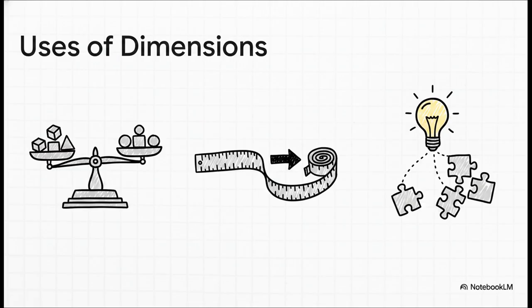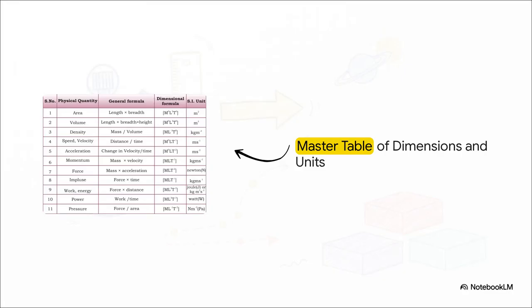Pretty wild, right? Now, what's genuinely fascinating here is that this master table is basically our ultimate Rosetta Stone. It perfectly maps out the general formulas, dimensions, and SI units for 11 core physical quantities. Take a really close look. See how every single complex derived quantity, from force all the way to pressure, ultimately just breaks down into M for mass, L for length, and T for time. And notice how work and energy share the exact same dimensional formula. It just perfectly exposes the hidden underlying architecture of physics.